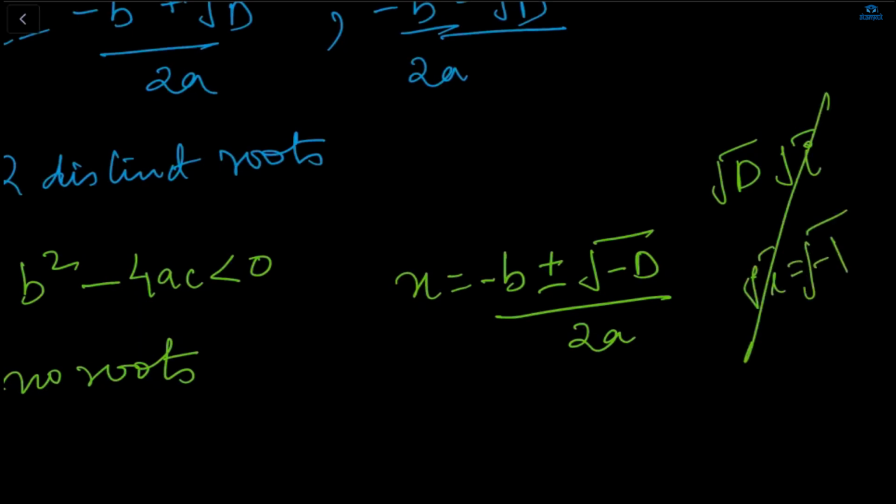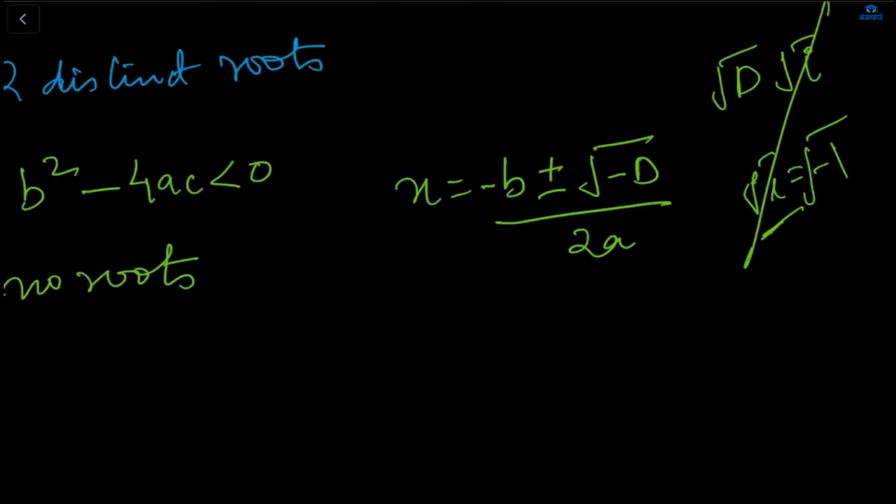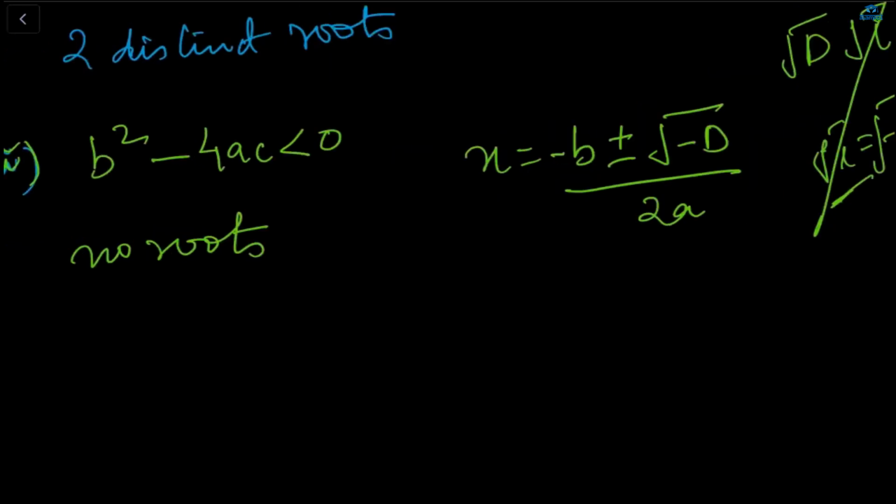But here, till now, you cannot find the value of root of a negative number. It is an imaginary number. Actually this i is an imaginary number; it doesn't really exist in the real world. So you cannot find the root in this case, when b square minus 4ac is less than 0. So no roots exist.